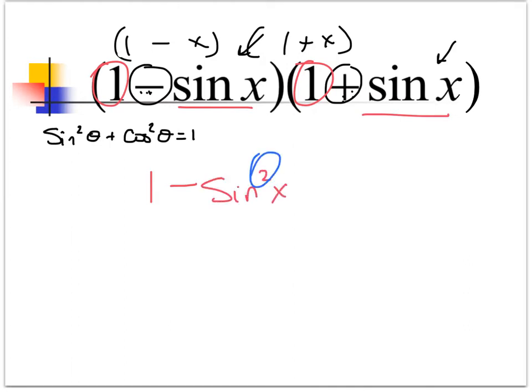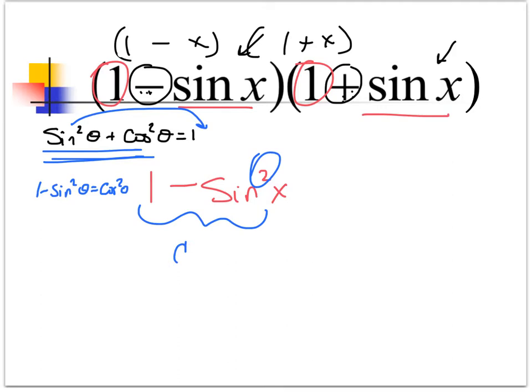Now I am seeing that square, and I should be thinking to myself, I need to use this Pythagorean identity. We just saw in the last one, if I take sine and move it to the other side, I get 1 minus sine squared. That's going to equal cosine squared. So this whole guy right here is equal to cosine squared theta. Okay?